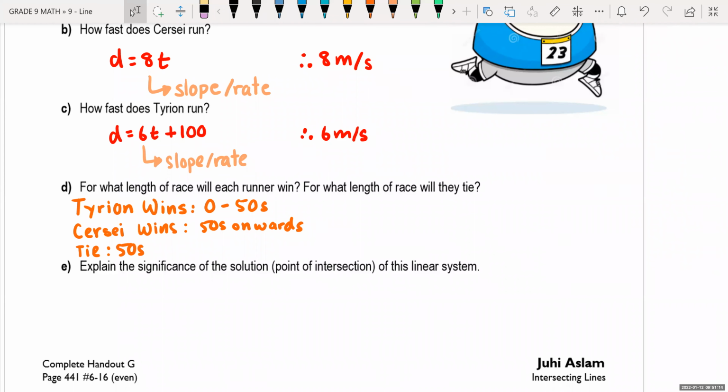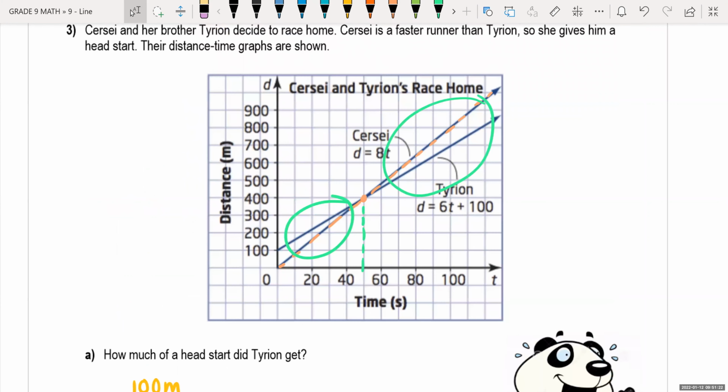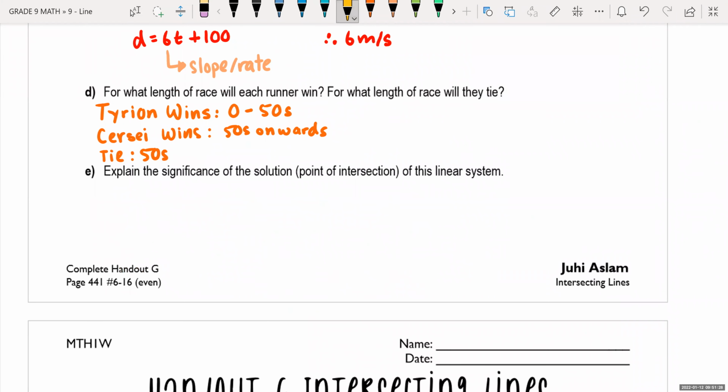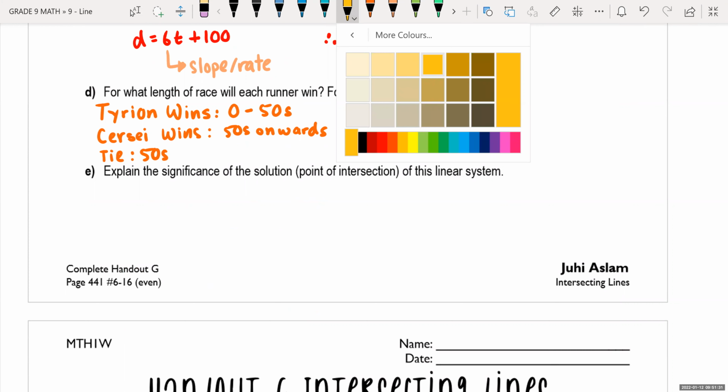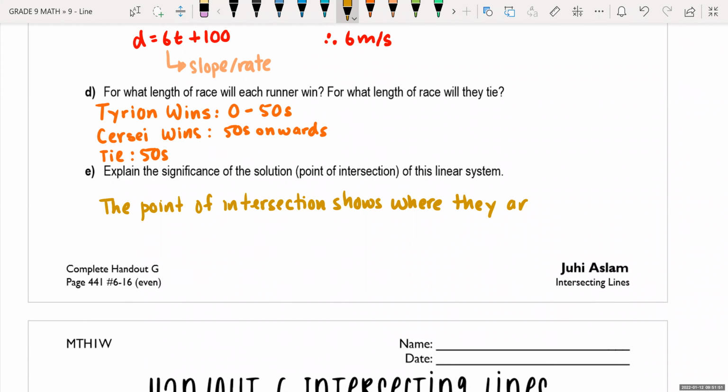Explain the significance of the solution, the point of intersection of this linear system. So we kind of just went over that. And we know that that point of intersection just shows where they meet up with each other and they are tied. So we will write that as our response. Okay, so the point of intersection shows where they are tied in the race.